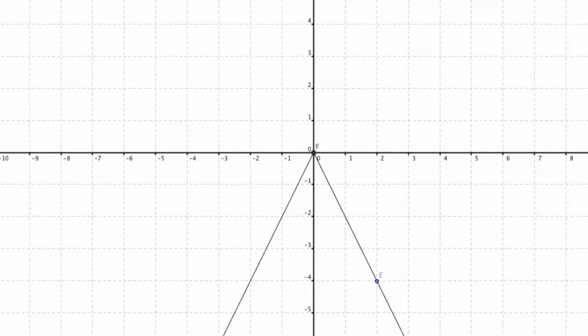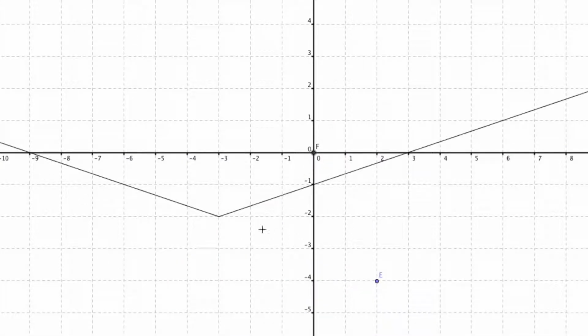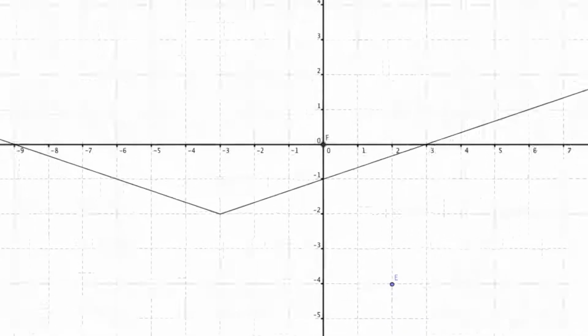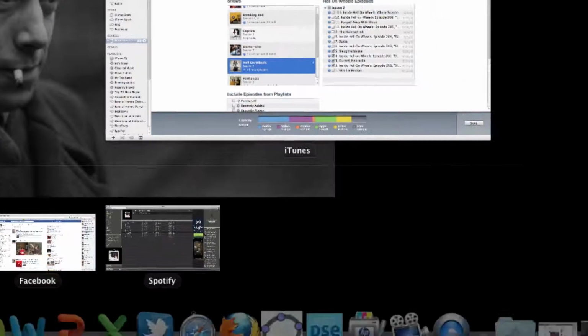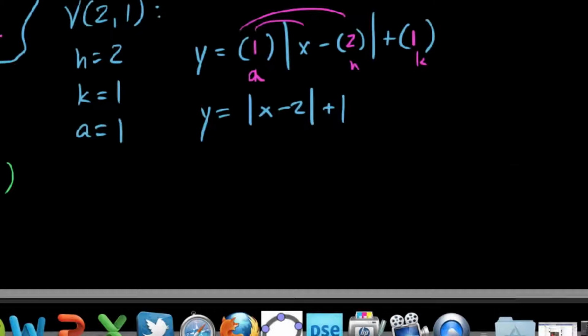Okay, going back over to GeoGebra here. I won't let you see the equation this time, and I know you probably can't remember, but take a look down here. First thing I would like to do is identify the vertex. It seems to me that the vertex is left 3, down 2. So -3, -2.